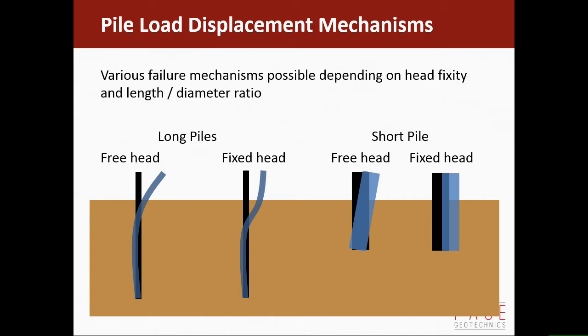Okay. And they can either translate laterally if they're fixed, which is quite rare for that sort of scenario. It would be a small structure with four piles. Any single pile, monopile type solution would be free-headed, so it would rotate in effect.